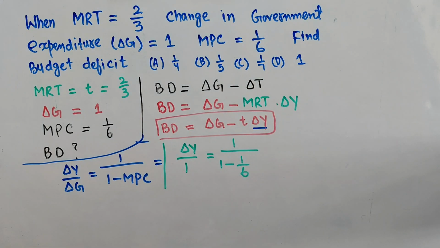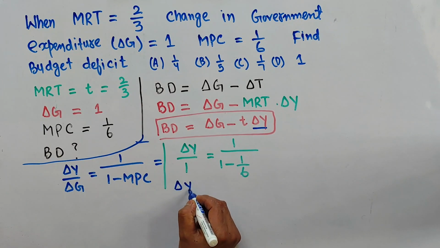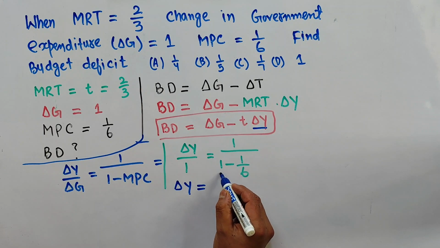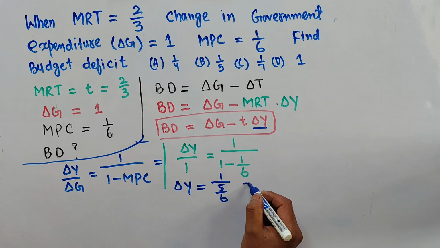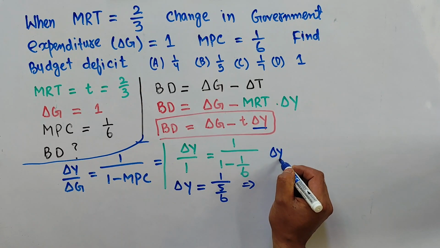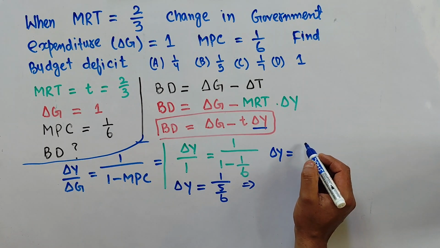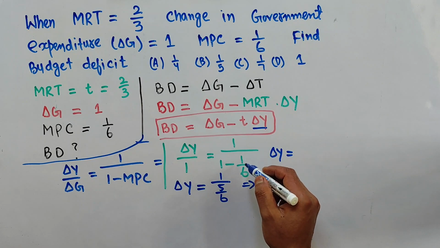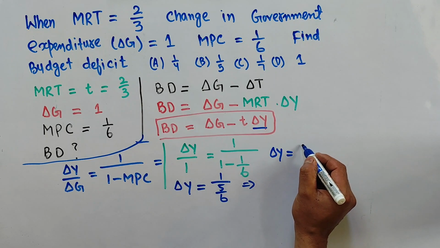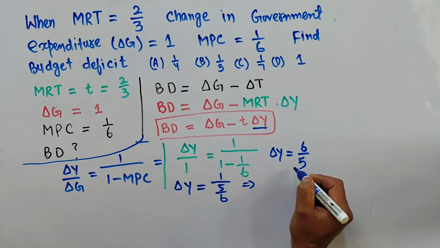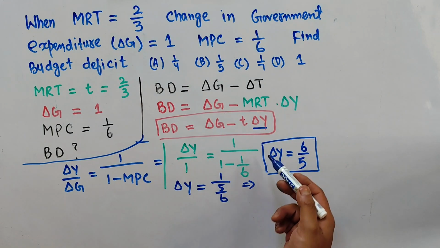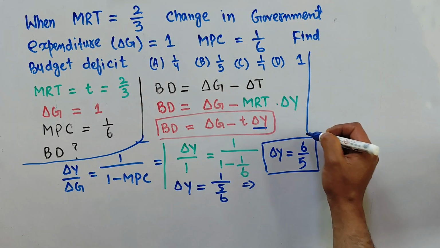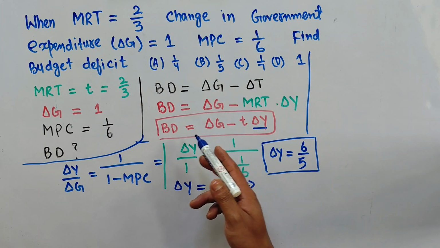So can we write it in this fashion? That is, the change in the income will be equal to 1 divided by 6 minus 1, which is 5 upon 6, which implies the change in the income will be 6 upon 5. Okay, it is 5 upon 6, it will become 6 upon 5. So we are done with all the values which we need to find out the budget deficit.